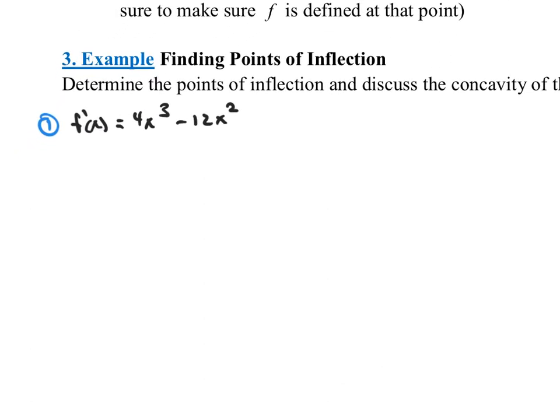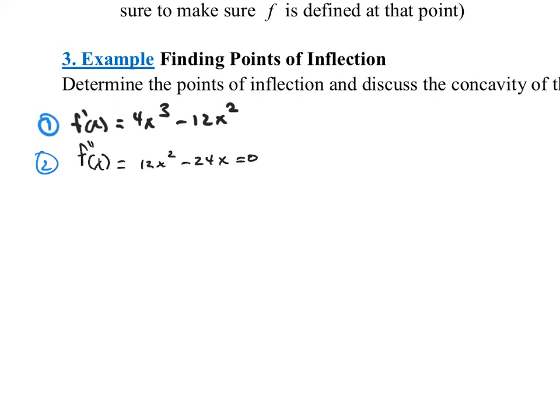Again, we need to find the second derivative now. As much as it might be tempting to look at the first derivative, if we are doing concavity and inflection points, we are looking at the second derivative. So let's find the second derivative of this. Well, what's the derivative of 4x cubed? That would be 4 times 3x squared, which would be 12x squared. And what's the derivative of minus 12x squared? That would be minus 12 times 2x, which is a minus 24x.